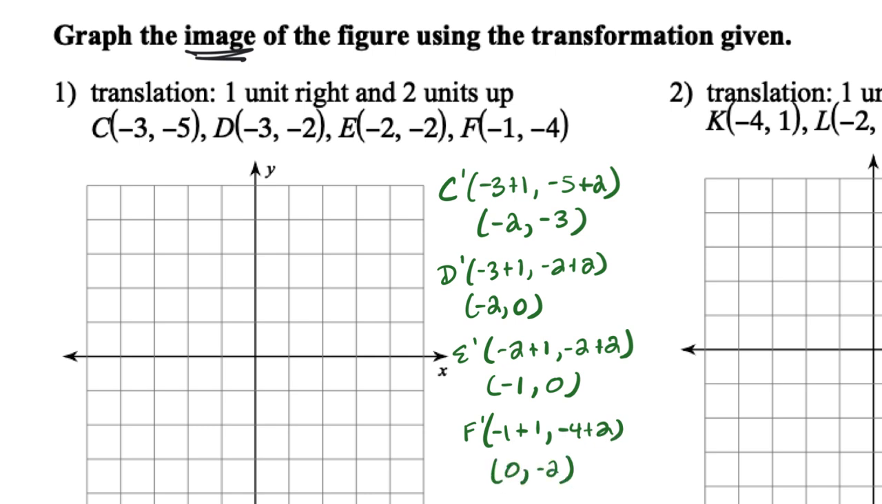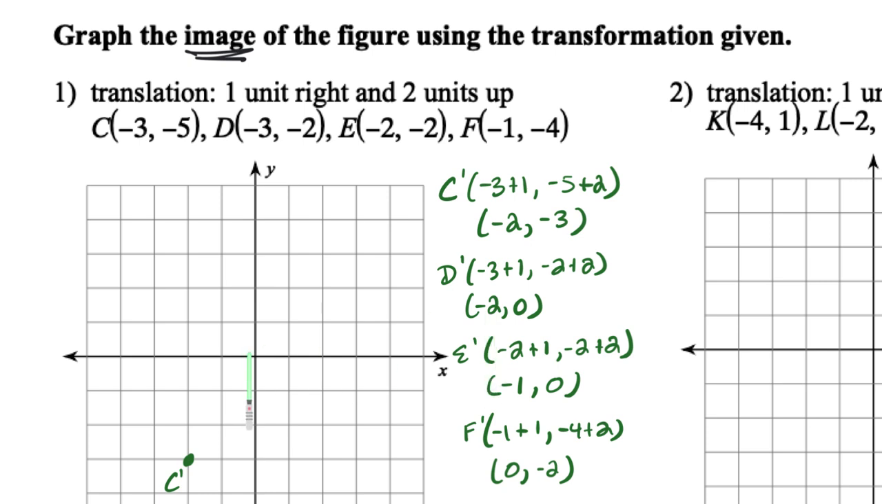Let's plot those points. Let's start with C prime. C prime is -2, -3. Remember, we're going to start at the origin. We're going to move 2 left because it's negative, and then 3 down because the Y is also negative. So it should be at this point right here. So that should be C prime.